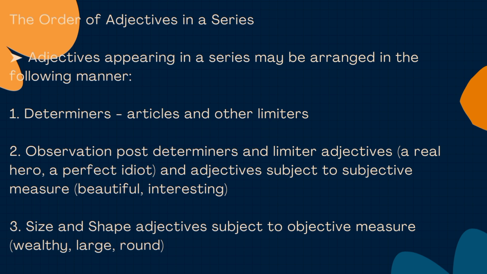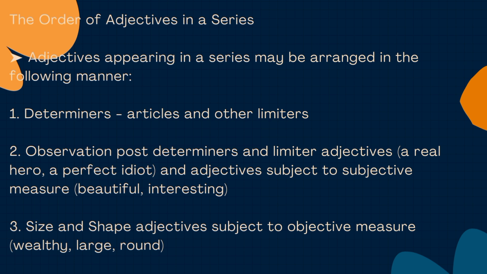Number 2 is observation. Post determiners and limiters adjectives. A real hero, a perfect idiot. Measured, beautiful, interesting. Number 2 is observation. Ang mga pang-uri na ito naglalarawan ng mga katangian na nakikita o nararamdaman. Halimbawa nito ay maganda. Ito ay naglalarawan na isang katangian na nakikita. And pangalawang example is masama.